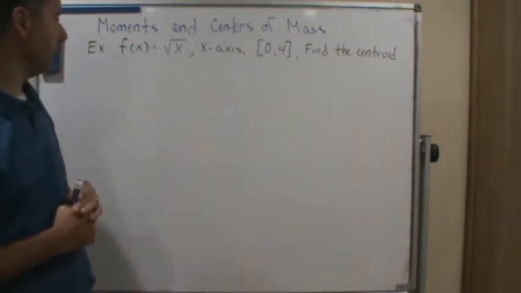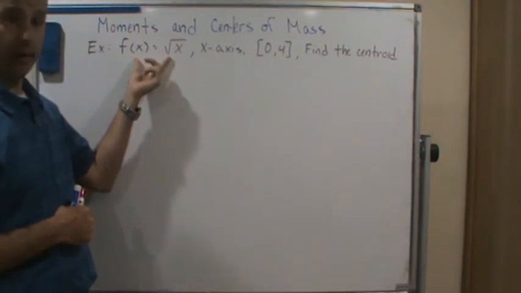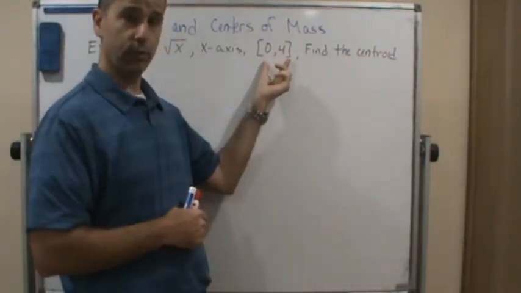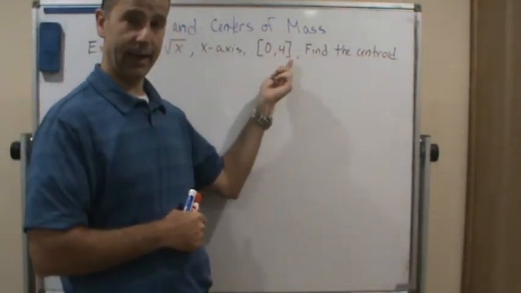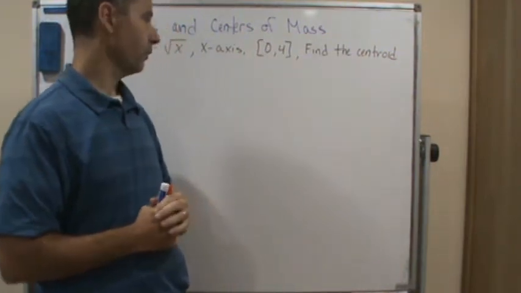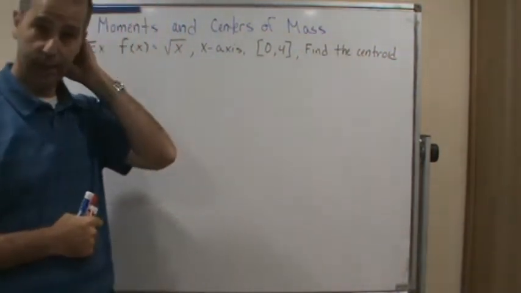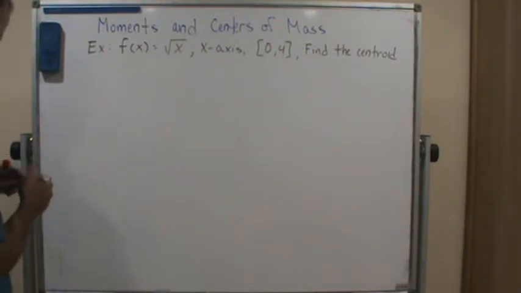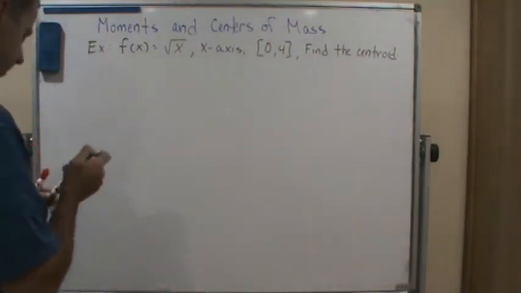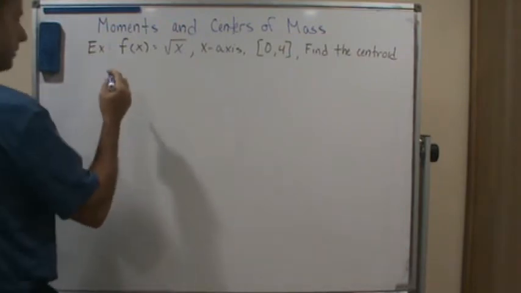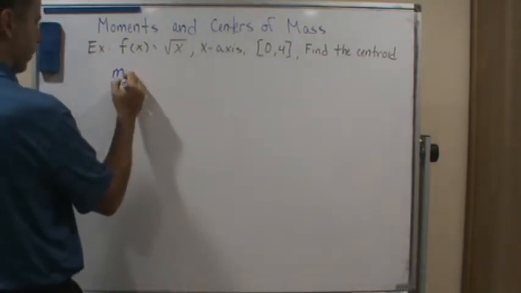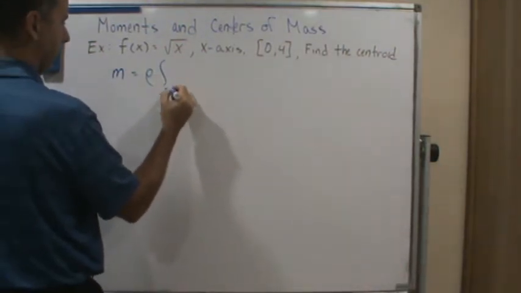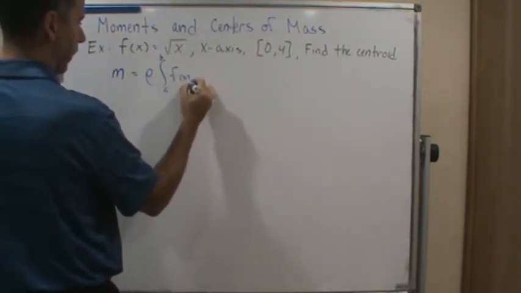that is bounded above by this function, bounded below by the x-axis, over the interval from 0 to 4. So our lines are x equals 0 and x equals 4. We're going to find the centroid. First we have to find the mass of the system, the total mass. We know the mass is rho times the integral from a to b of f of x dx.